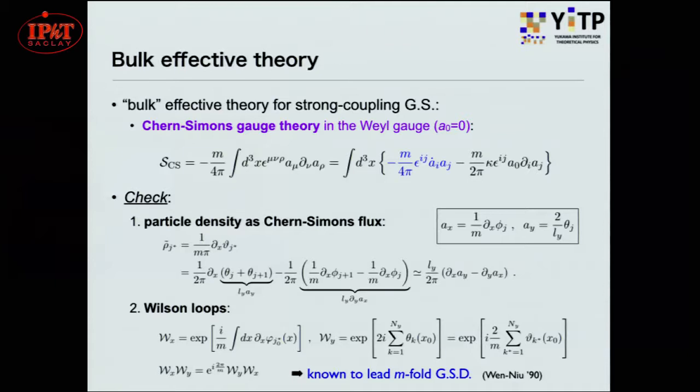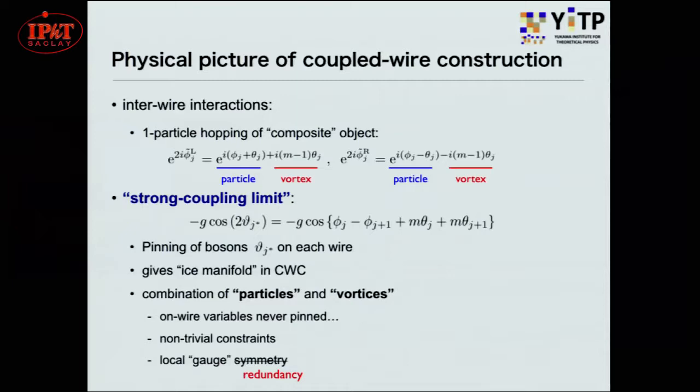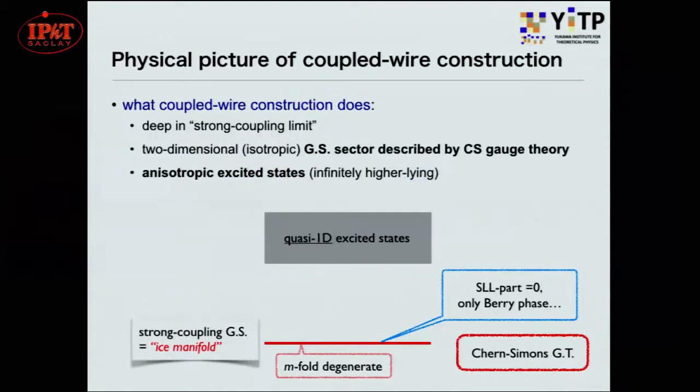And also we can define a Wilson loop starting from the bosonic description, which obeys the correct commutation relation. Okay, so everything is fine so far. Maybe I'm going to skip this.